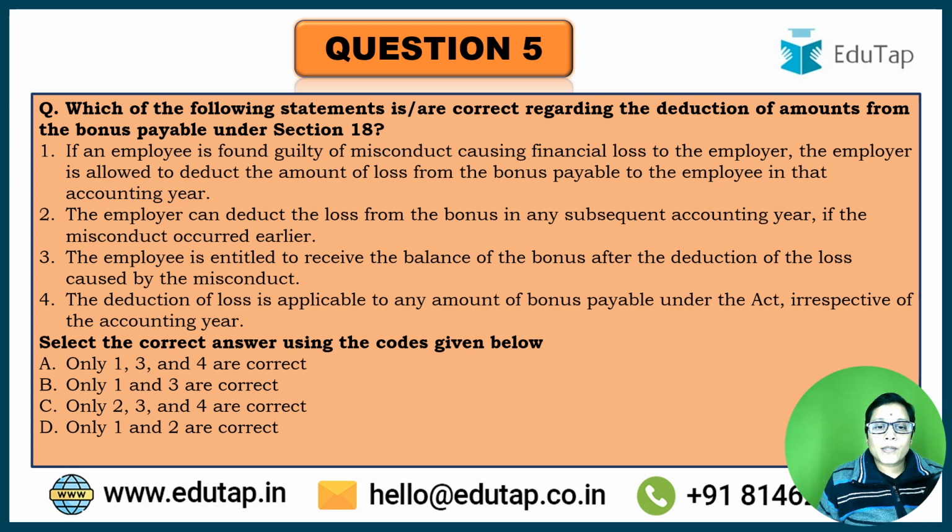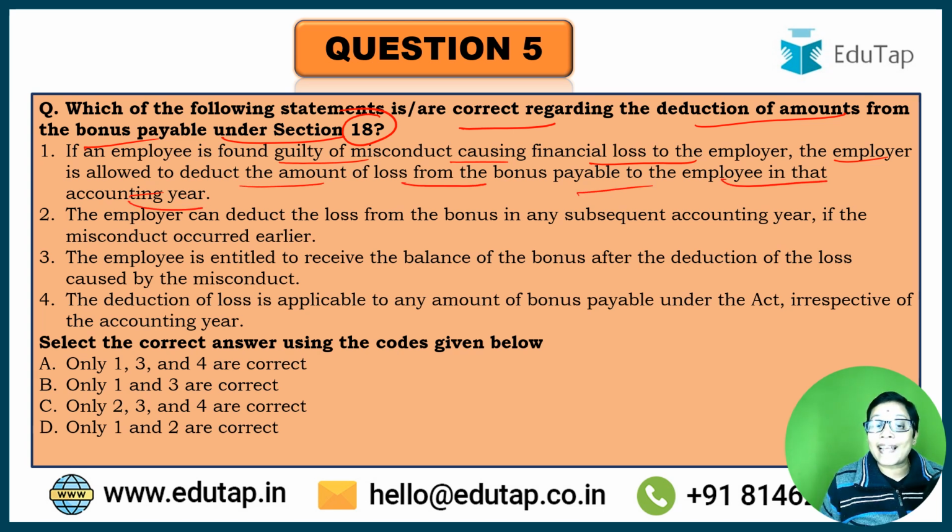Moving on to our next question. Which of the following statements is or are correct regarding the deduction of amounts from the bonus payable under section 18? Section 17 में हमने देखा है कि अगर कुछ इंटरिम बोनस या फिर एडवांस बोनस कुछ पे किया तो ऑब्वियसली दैट कैन बी डिडक्टेड. और भी कुछ ऐसे डिडक्शंस कर सकते हैं क्या, वो इसमें देखेंगे. If an employee is found guilty of misconduct causing financial loss to the employer, the employer is allowed to deduct the amount of loss from the bonus payable to the employee in that accounting year, and this is very much true.